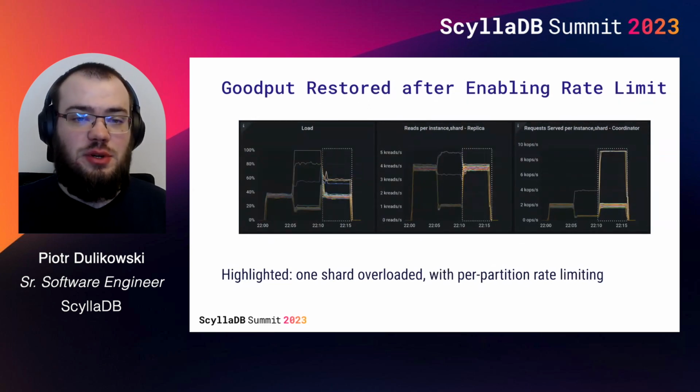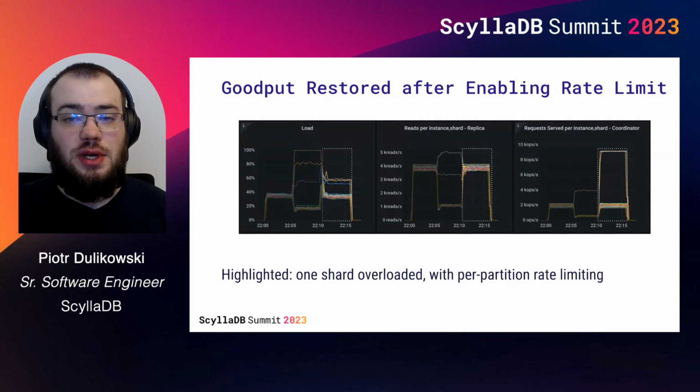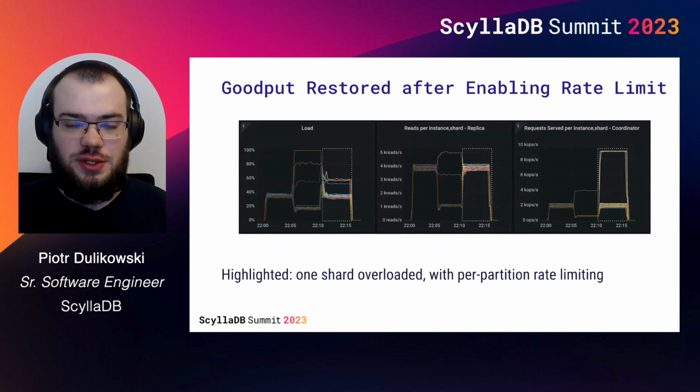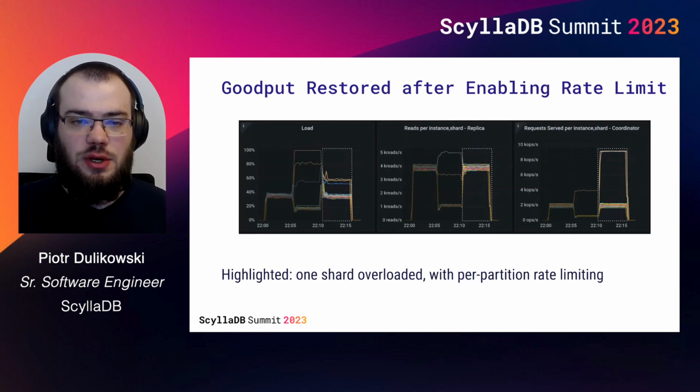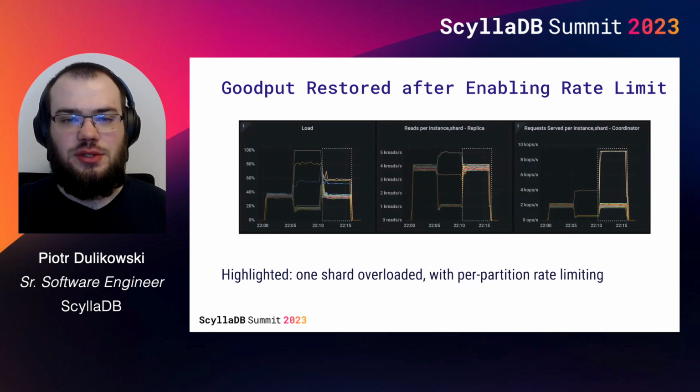Finally, we apply a per-partition limit of 10 reads per second, and we can see that the throughput recovers. Even though the shards that were previously overloaded now coordinate many more requests per second, nearly all of the problematic requests are rejected, which is much cheaper to do than trying to actually handle them, and is still within the capabilities of the shards.